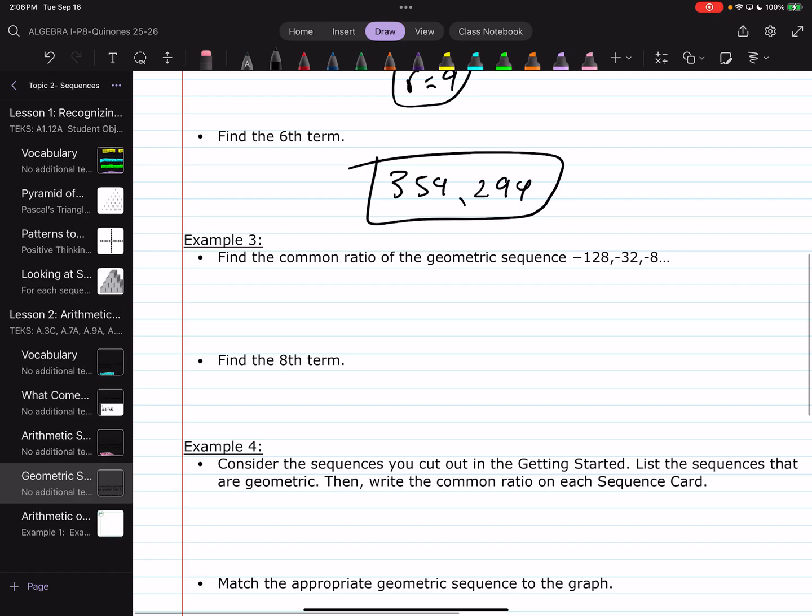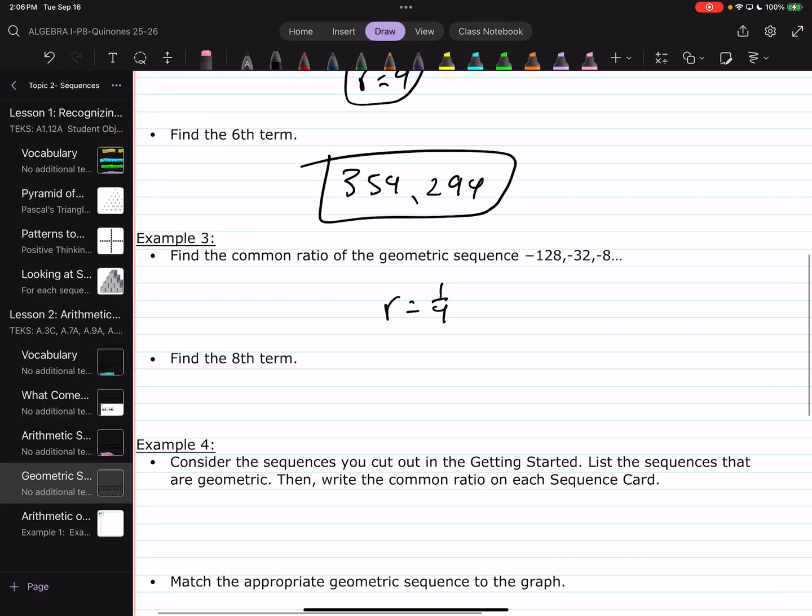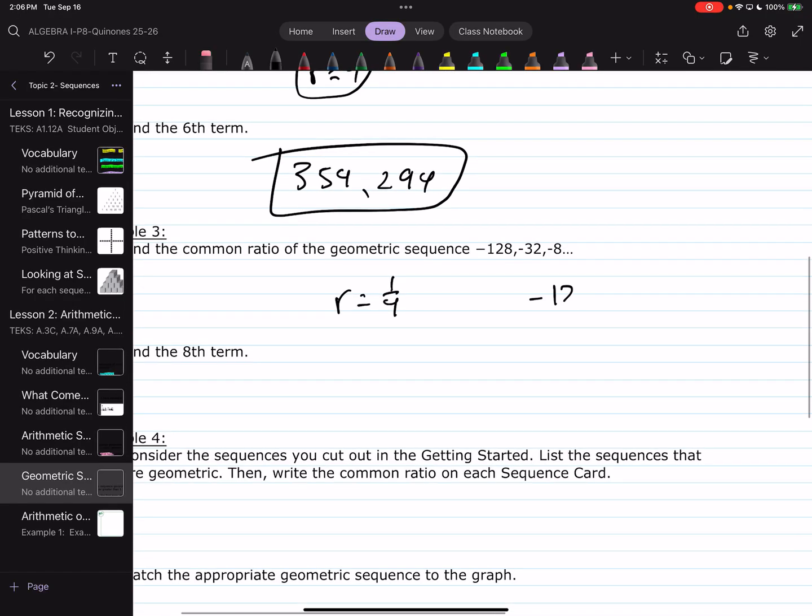Okay. Find the common ratio for this geometric sequence. What is R equal to? 1/4. Let's test it. Negative 128 divided by negative 32. What do we get? Oh, nope. I did that the wrong way.